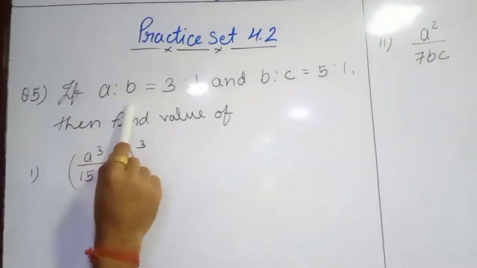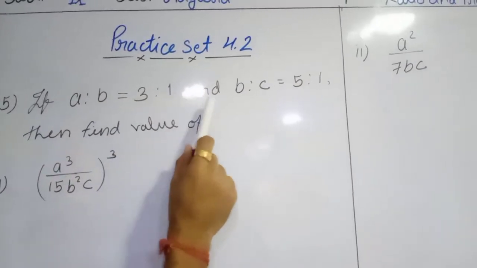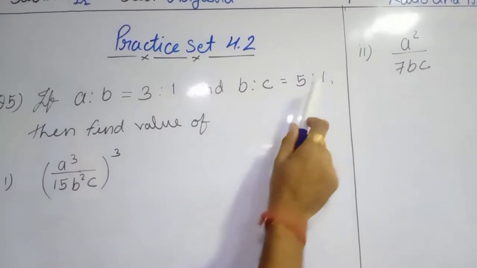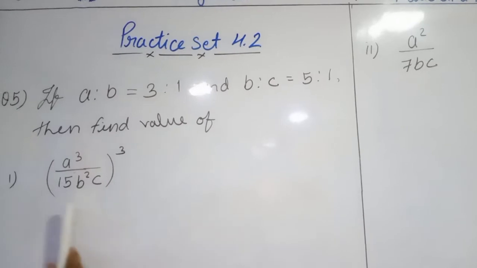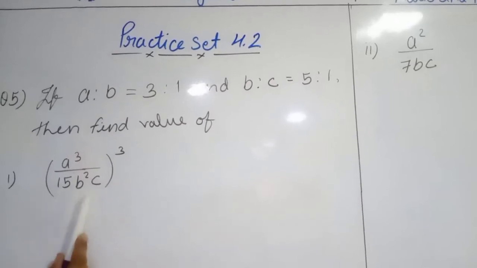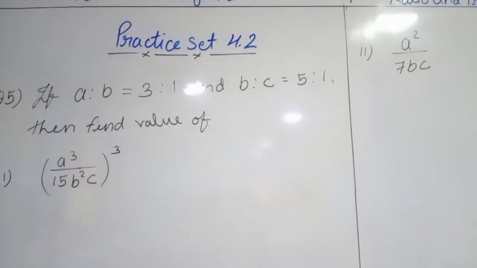If A is to B is given as 3 is to 1 and B is to C is given as 5 is to 1, then find the value of A cube upon 15B square C, and whole cube. Let's start.